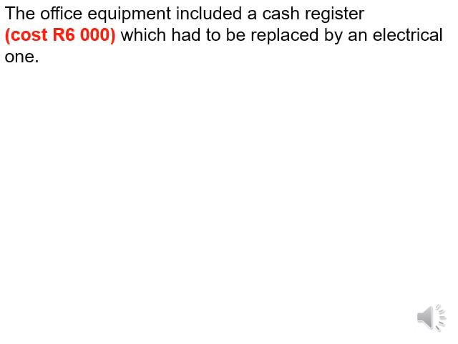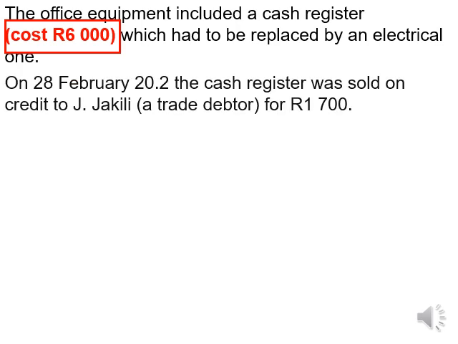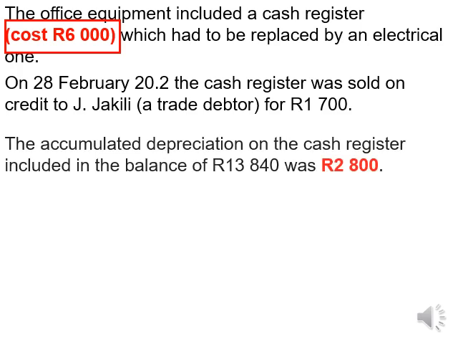The office equipment included a cash register with a cost of 6,000, which had to be replaced by an electrical one. So we have disposed of a cash register with a cost of 6,000. On the 28th of February 2002, the cash register was sold on credit to J. Jokili, the trade debtor, for 1,700.